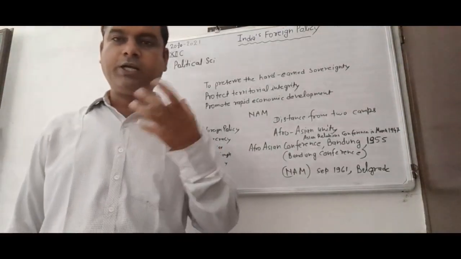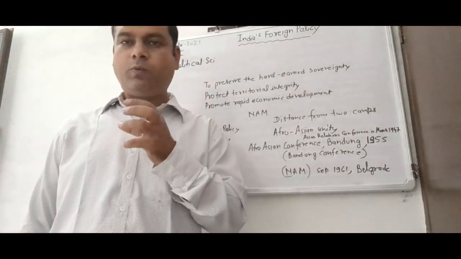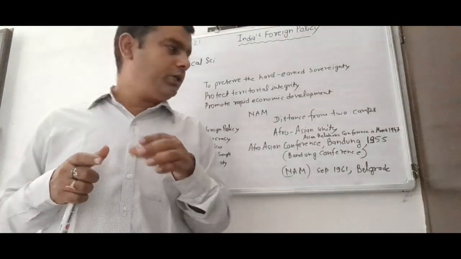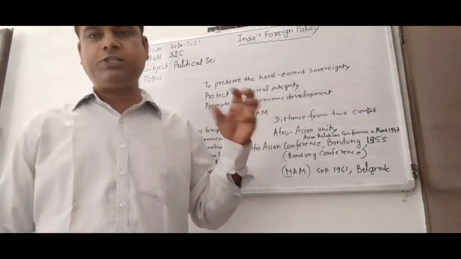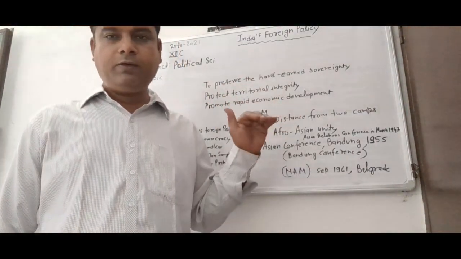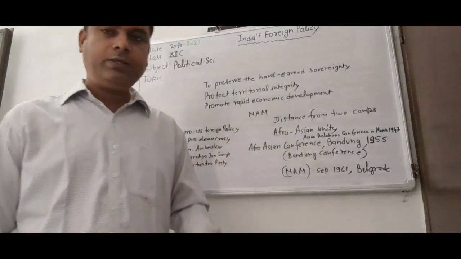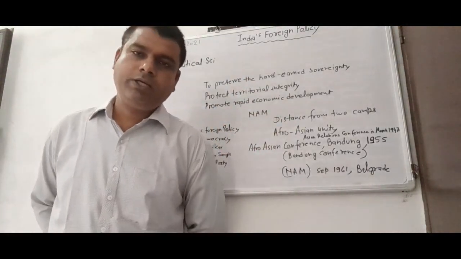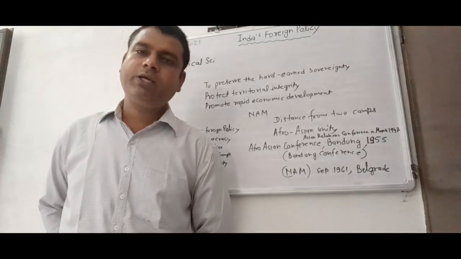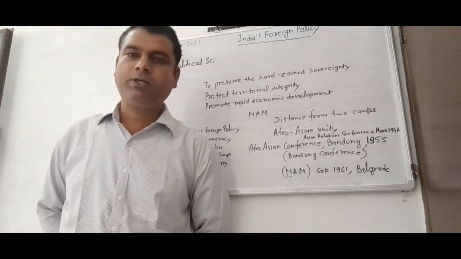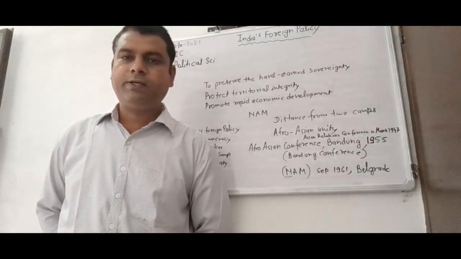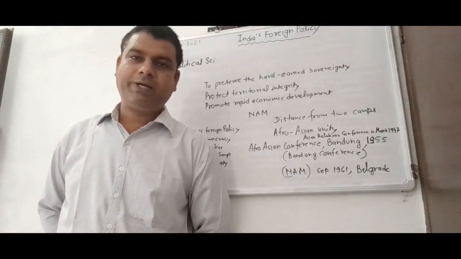So after the independence, India's policy was to keep equal distance from the two camps, and it followed the path of NAM. India was to keep equal distance from the two blocs, but it was not truly practical.